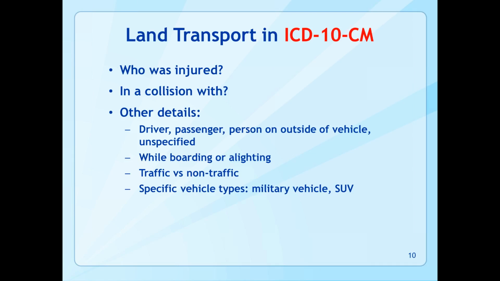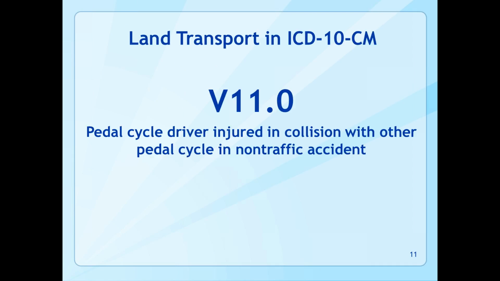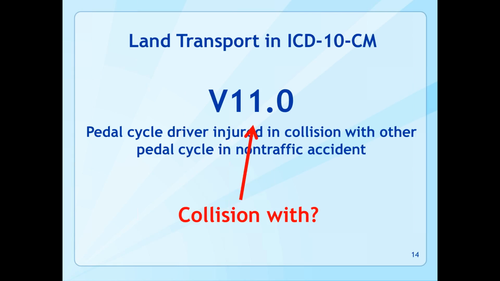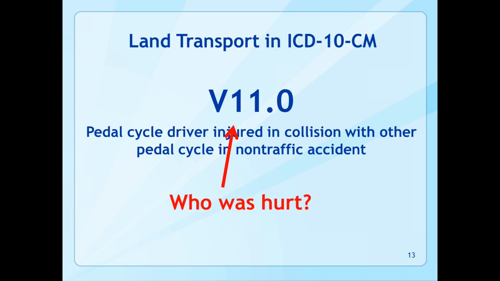So let's work our way through one of the transportation codes, and you'll see what I mean. Let's move to the next slide. Here's one of the transportation codes, V11.0. This code is used when a bicyclist collides with another bicyclist in a non-traffic area, say in a parking lot or off-road. Next slide.